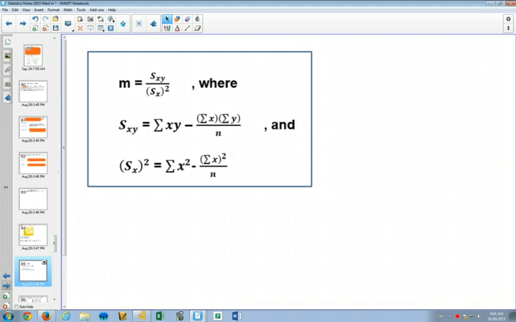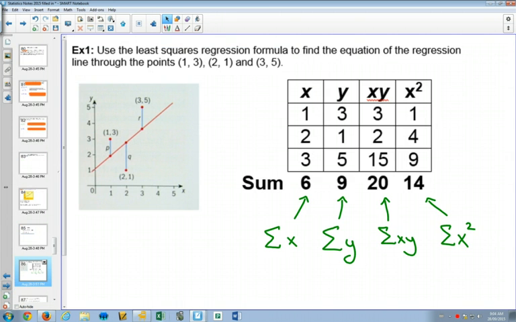By the way, this is something we normally don't do by hand. Okay? So that's a good thing. But here is an example of a line. We're going to use the formula to find the equation of the regression line with those points. So we've got (1, 3), (3, 5), and (2, 1).